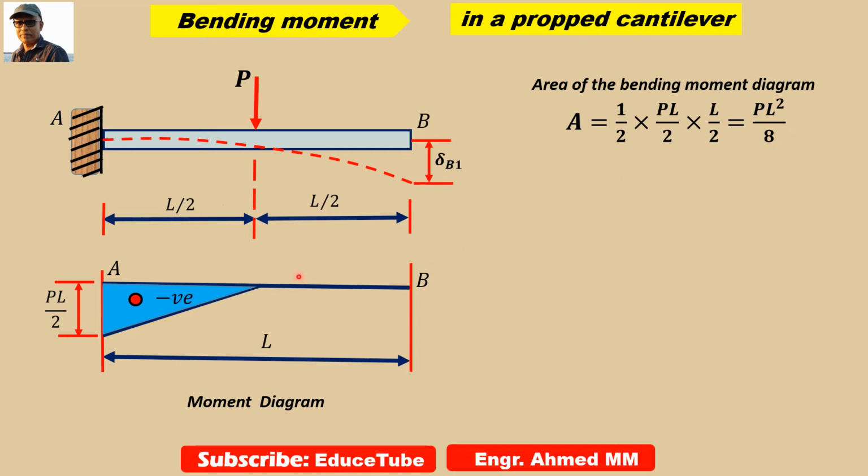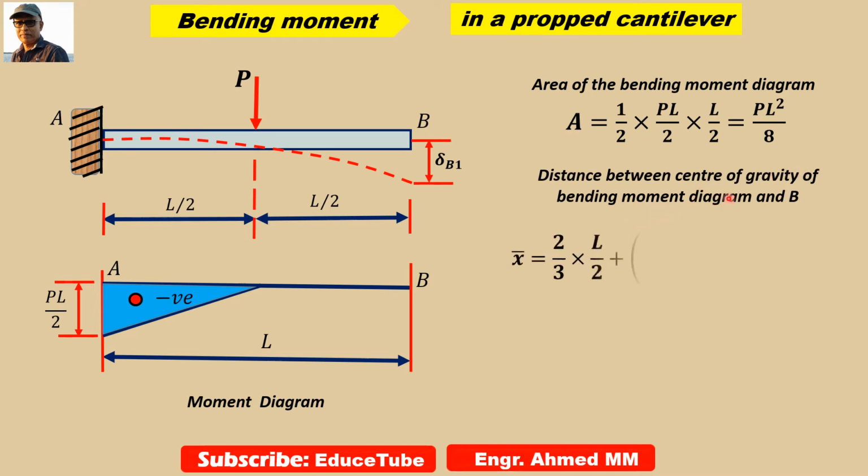Because we are using the moment area method, we have to find this first. Then we need to find the distance between the center of gravity of the bending moment diagram and B. The center of gravity of the bending moment diagram is this one, I put red marks here. It is actually 1/3 of this base L by 2 from here to here, and from here to here it is 2/3 of this distance.